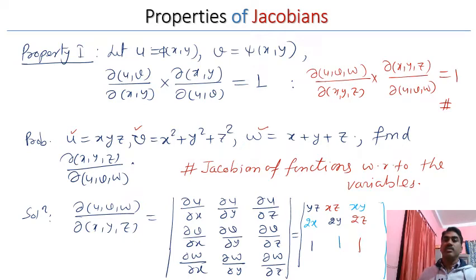So this is the determinant, and you can simply open the determinant to find the answer of the Jacobian of u, v, w with respect to x, y, z. I am leaving the simplification for you as homework, because you already have the knowledge of simplifying determinants.